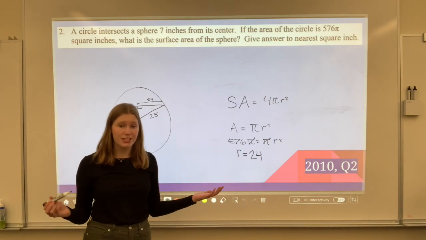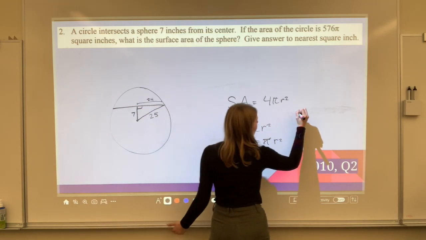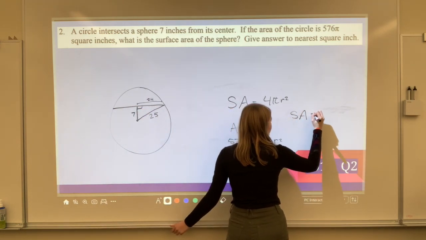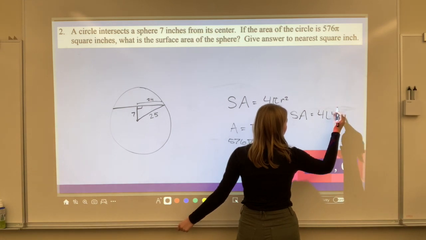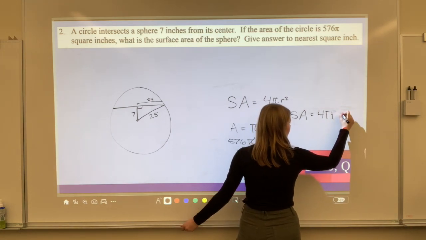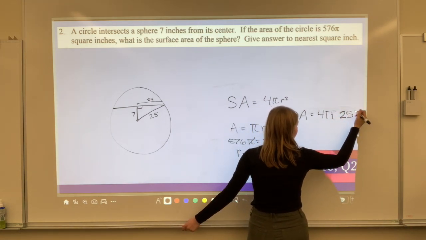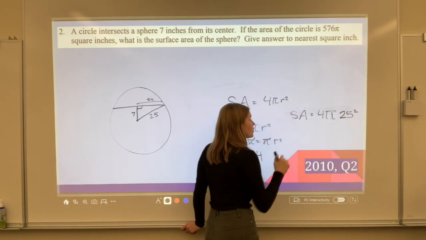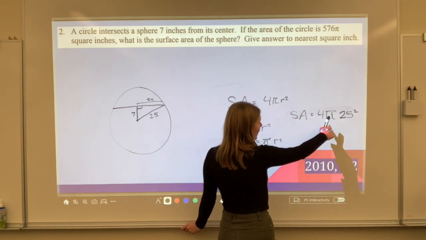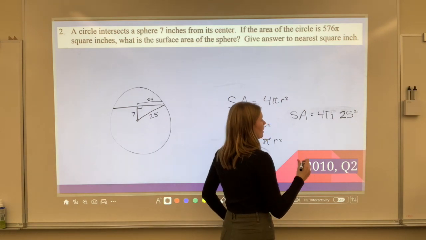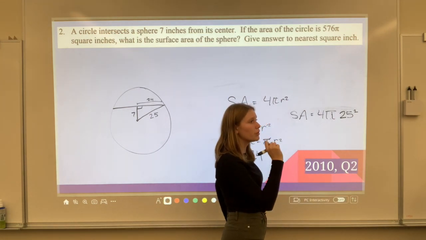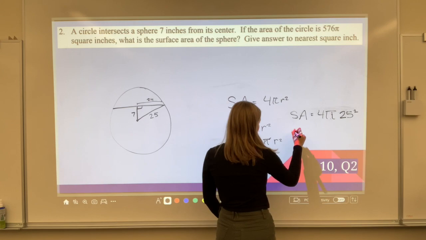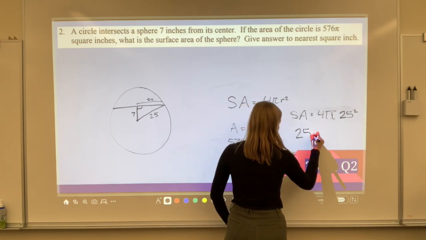To find the surface area, we are going to say that our surface area is equal to 4 pi times 25, which is the radius of the sphere, squared. So we get surface area is equal to 4 pi 625. Surface area is equal to 2,500 pi.